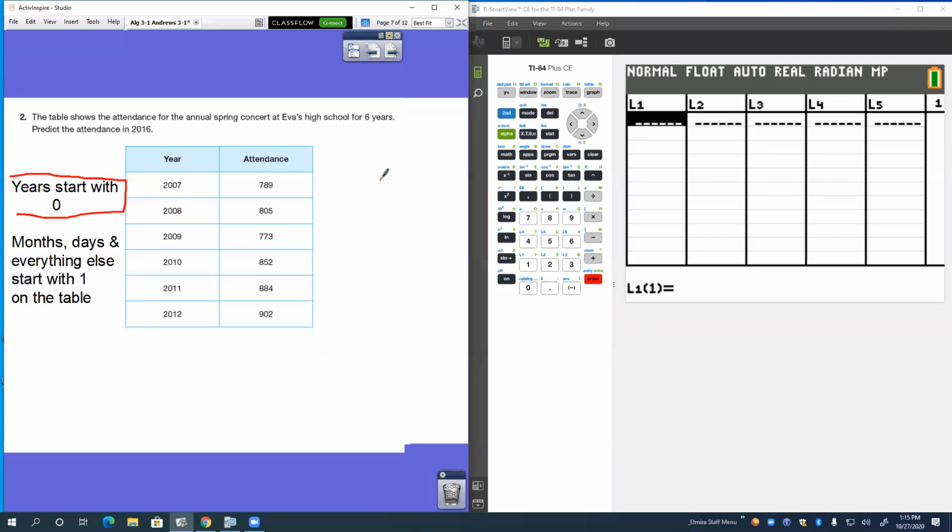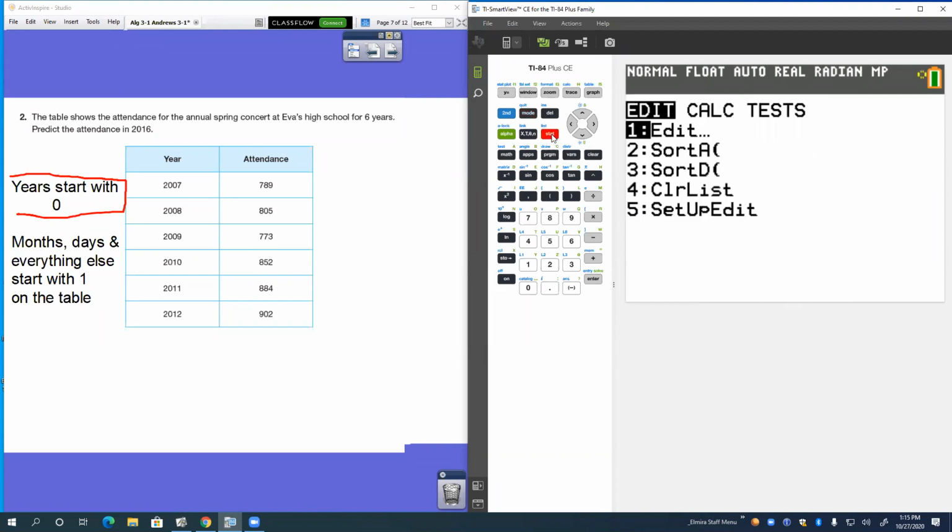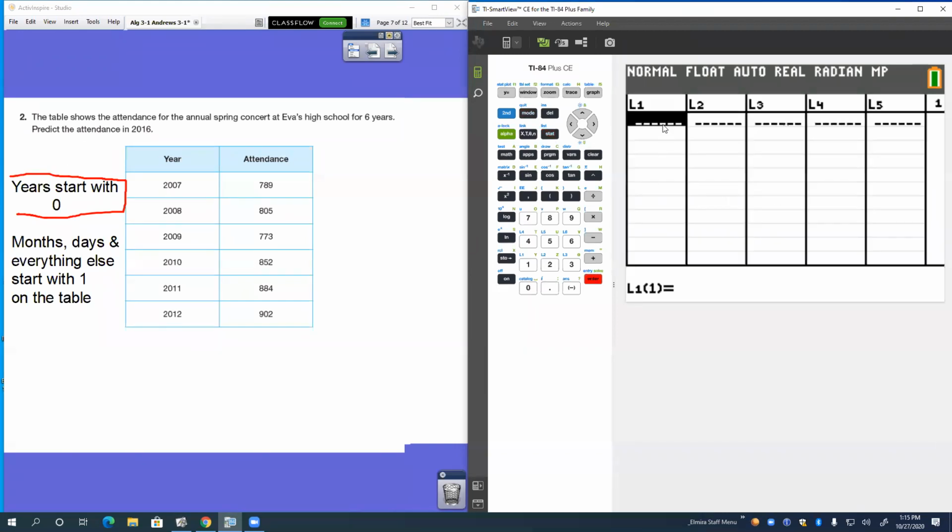So we want to make sure that we turn on our stat diagnostics first by going to mode. All right, go down to stat diagnostics, turn on your stat diagnostics, and then we go to stat edit so that we can type in our data into our L1 and L2.